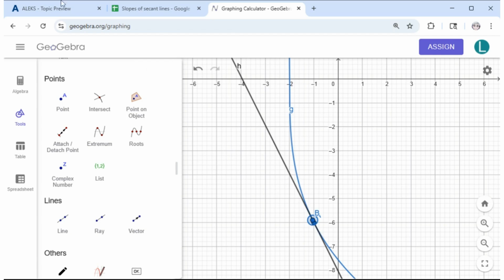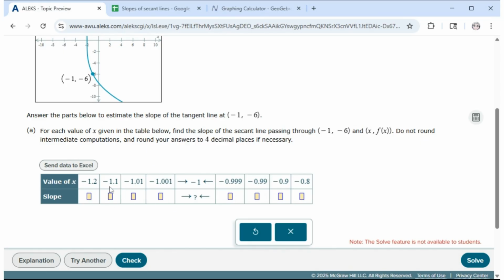So this is basically what we're doing in this project, but numerically. These points are getting closer and closer to -1. We're going to calculate the slopes, and if we see what the slopes are approaching, we can say that that's what the slope of the tangent line would be. That's the basic idea.